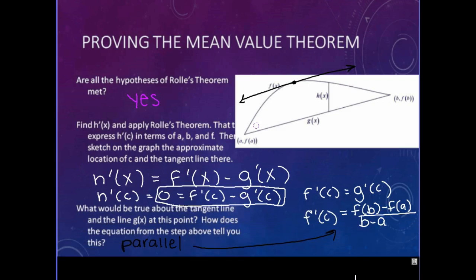What would be true about the tangent line and the line g of x? Well, if you drew them nicely, g of x and this line here should be parallel. Once again, another visual representation of MVT. Everything about this lesson is very visual because you need to be able to see it to kind of know what it's asking you to represent. Once you can see it, you can apply it. So let's apply it to a function.